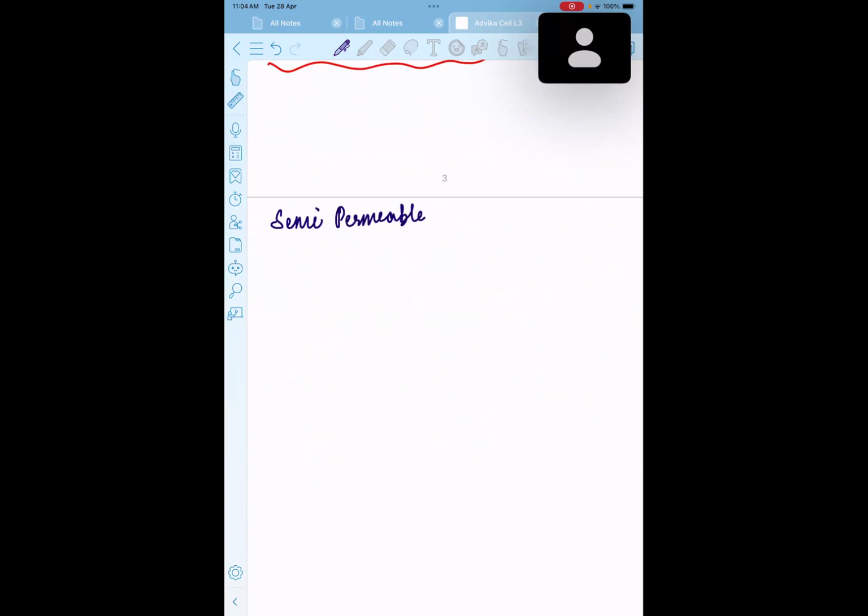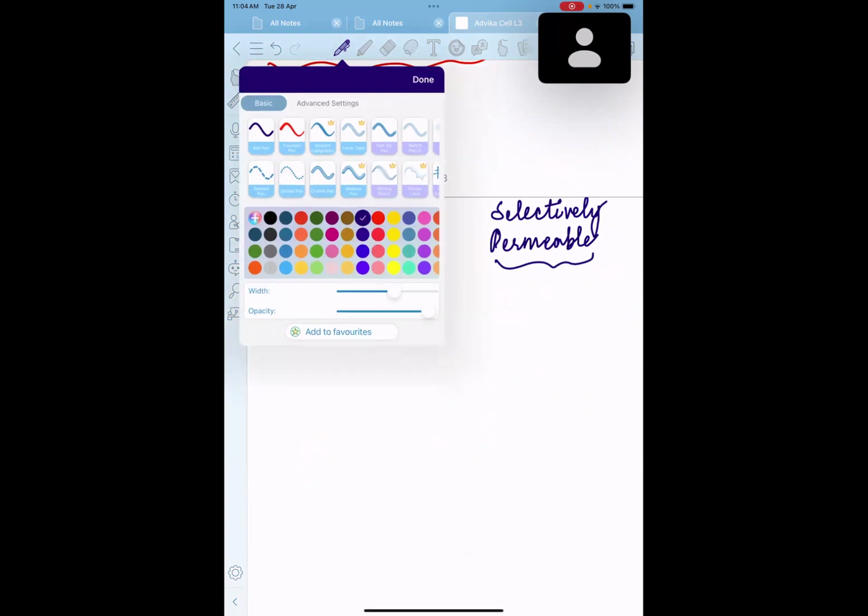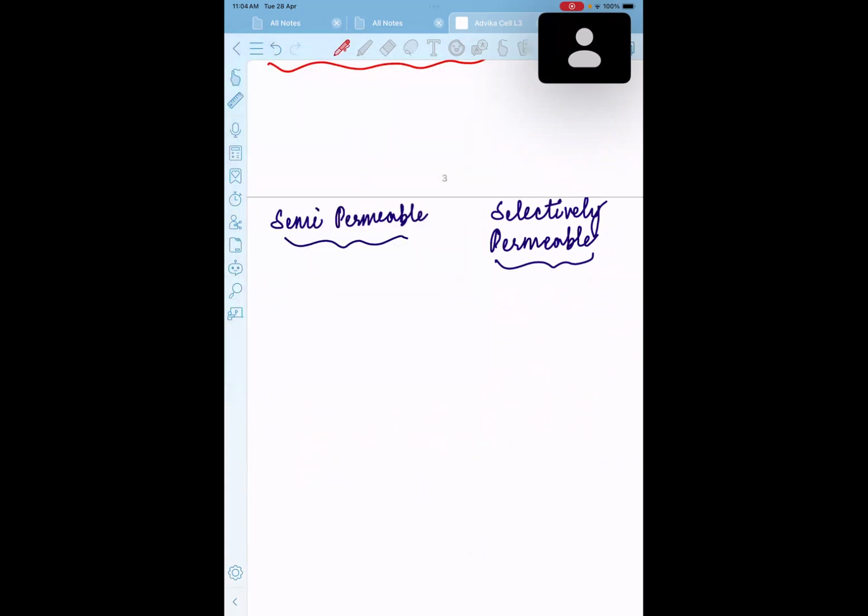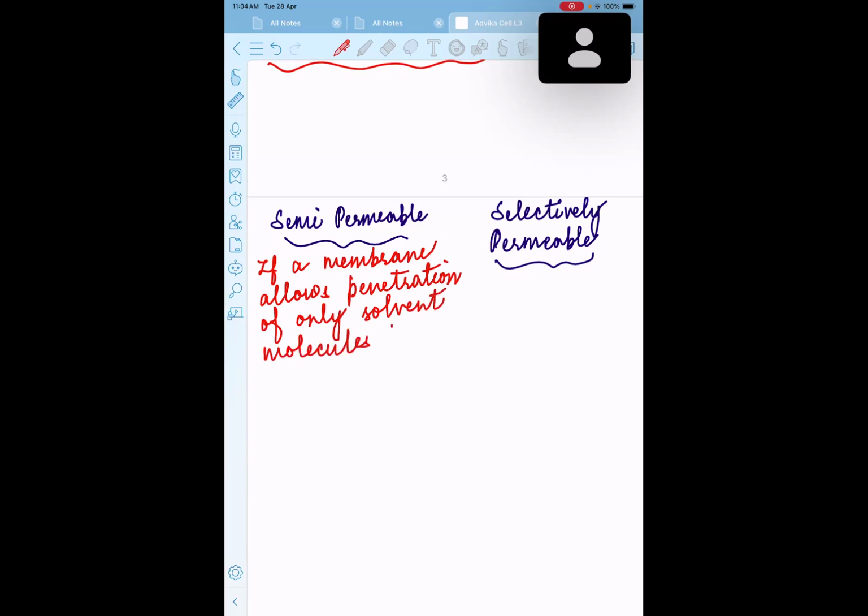Semi-permeable and selectively permeable. Now, in this case, when can we call a membrane semi-permeable? If a membrane allows only the penetration of solvent molecules, then through it only the solvent molecules can go, but the solute particles cannot.